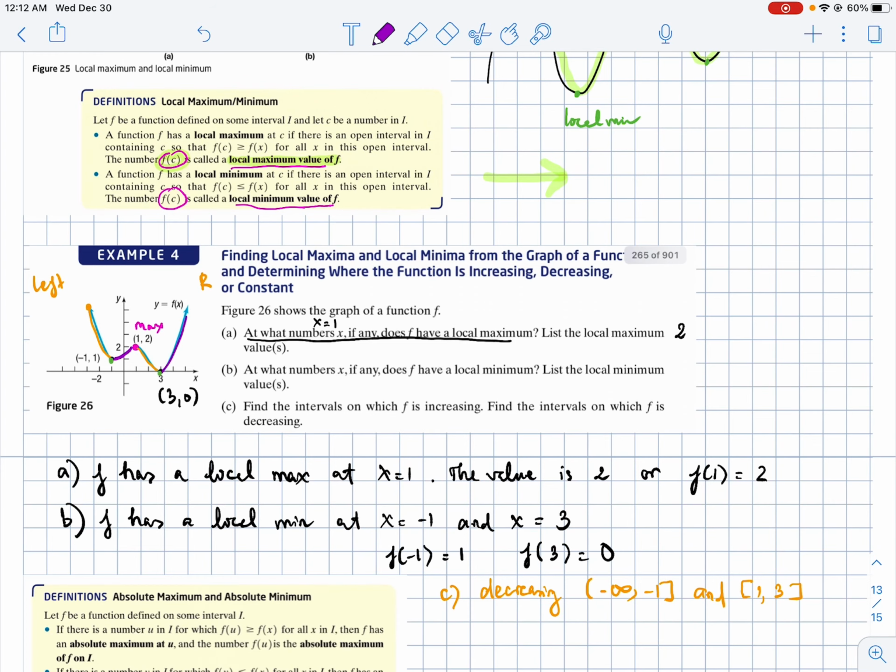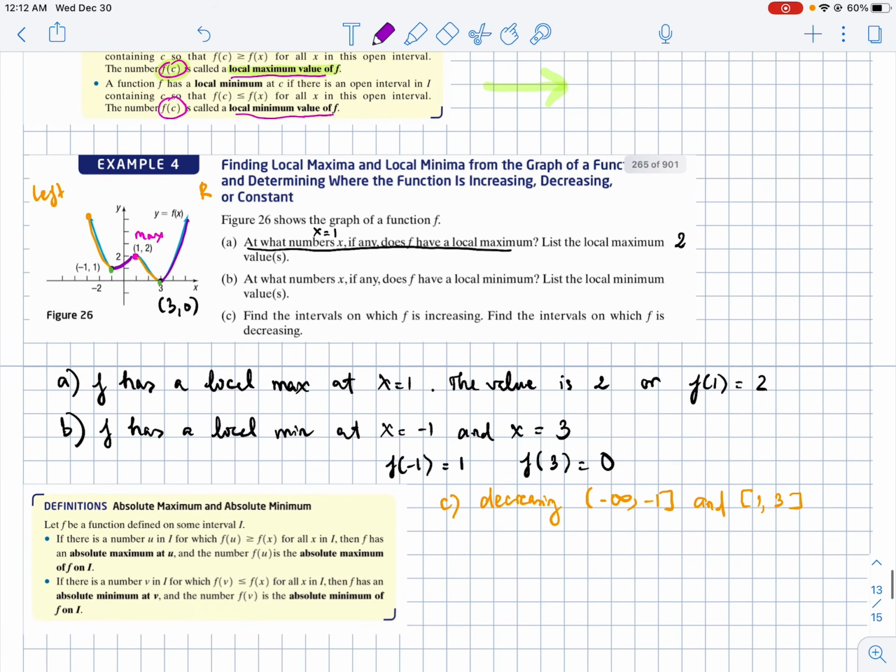And look at the purple part. The purple curve is increasing if we go from left to right. So for increasing, the intervals will be from -1 to 1 and from 3 to infinity.